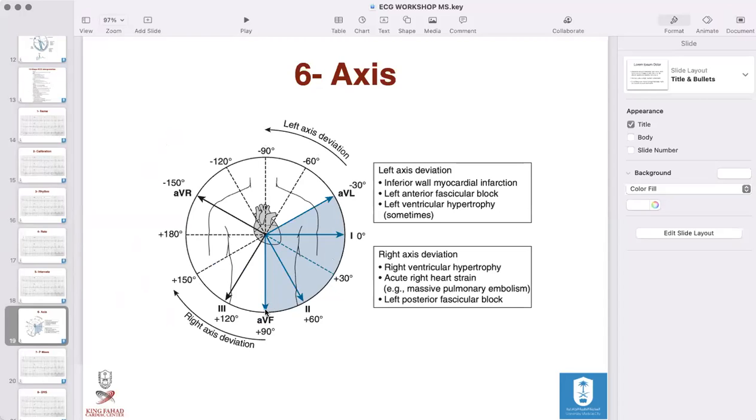And anything beyond aVF, from +90 to 150, is considered right axis deviation. Anything beyond that is called extreme right axis, or no man's land. Those are the abnormal things you're going to have: 3 quadrants, the left axis, the right axis, and the extreme. And how you do that is very simple.